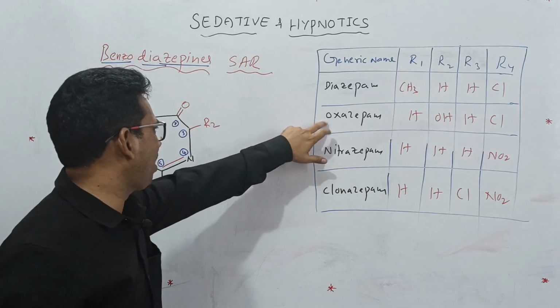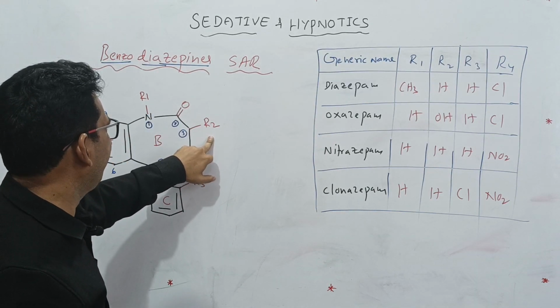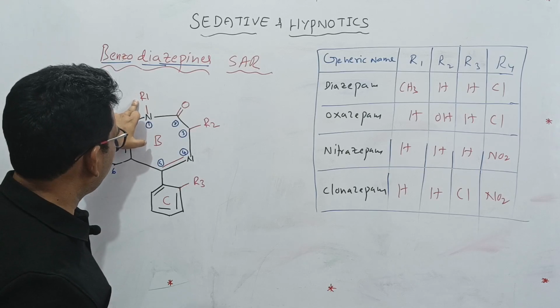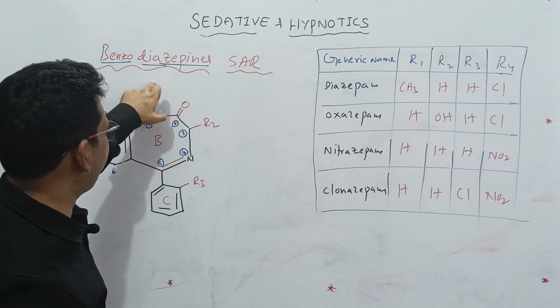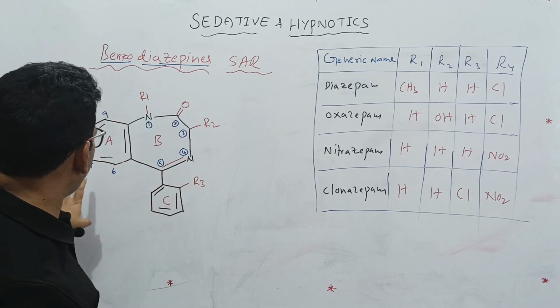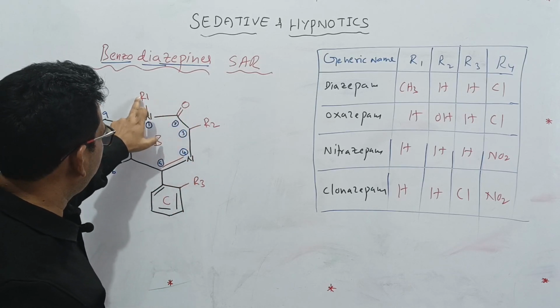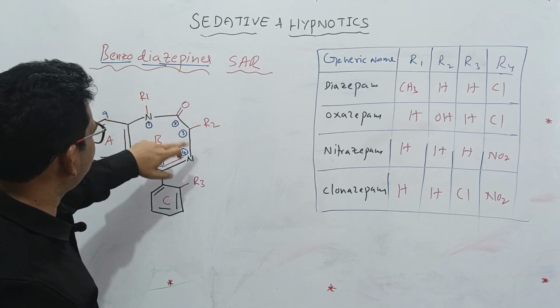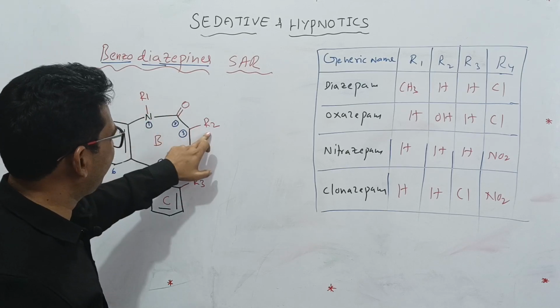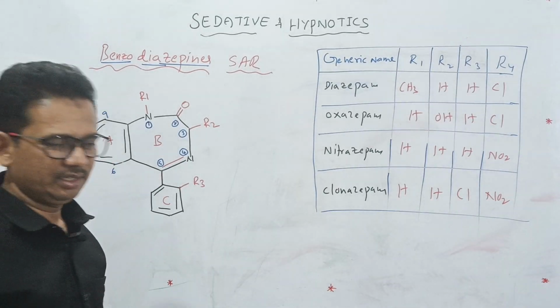In the same way, oxazepam will have the OH group here. Here no substitution. No substitution means hydrogen will be there. Then here also no substitution, here the chloro group is there. That is the difference. Diazepam has a methyl group here, but oxazepam has no methyl group, but here an OH group. Like that, you might see the difference.